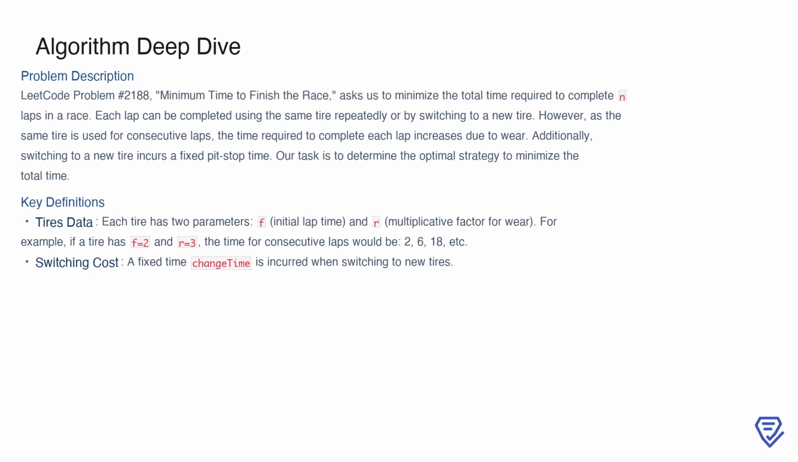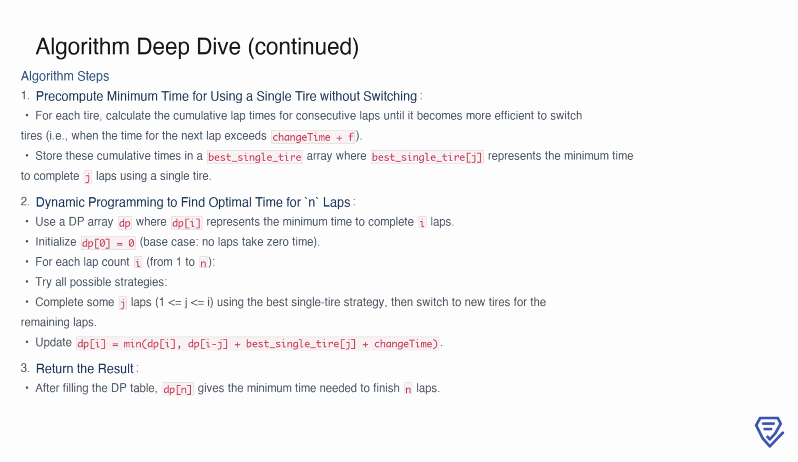On the other hand, switching to a new tire resets the lap time to its initial value but adds the switching cost, change time. To solve this, we need to determine the optimal strategy that minimizes the total time by carefully balancing these two factors.